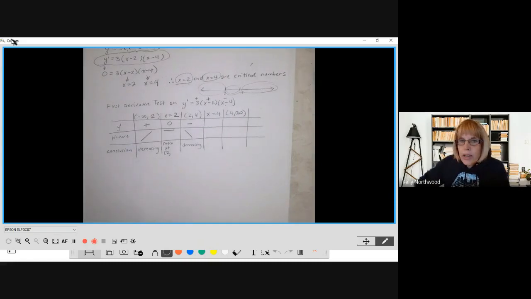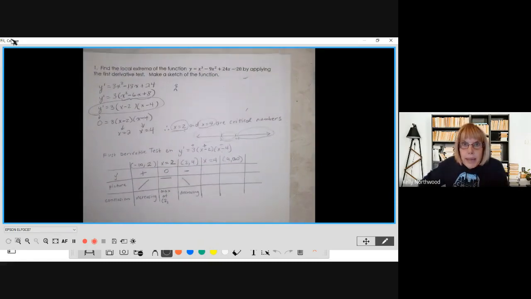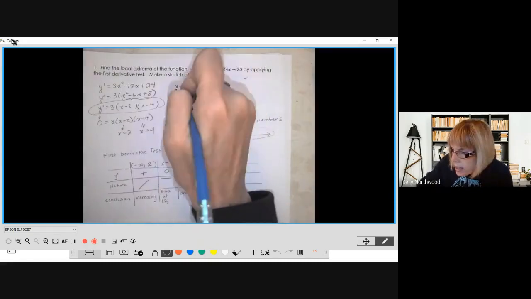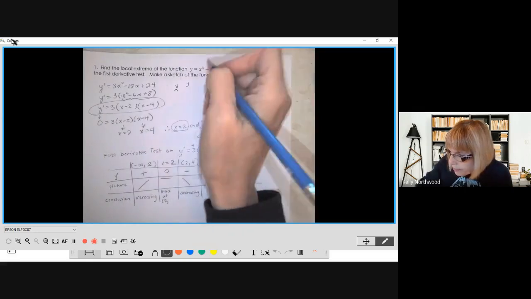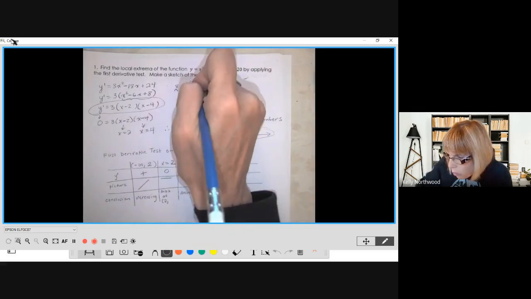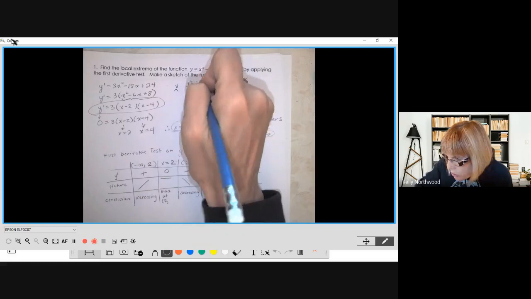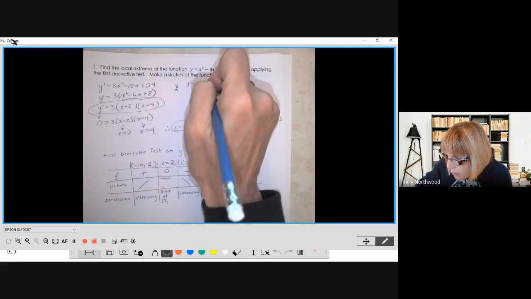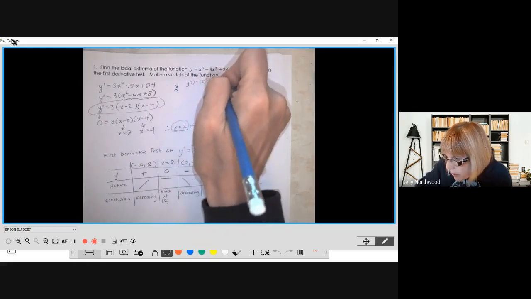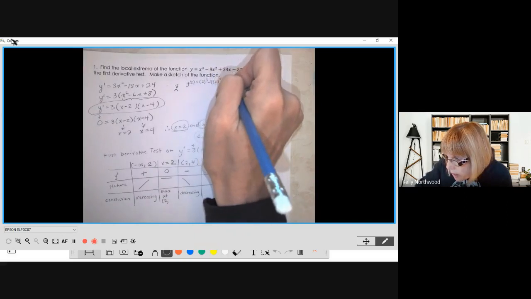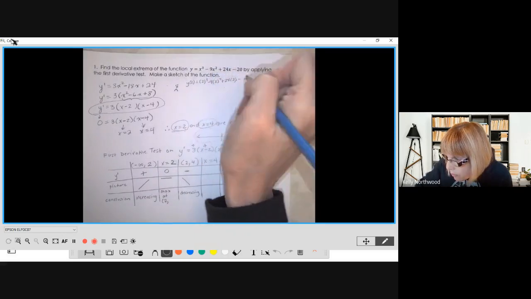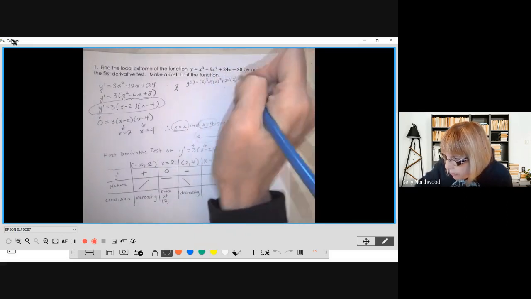Put it back into the original equation. Right, into the original. So I'm going to move this back up here. So I want to find y at 2, not y prime, y at 2. So that's going to be 2 cubed minus 9 times 2 squared plus 24 times 2 minus 20.